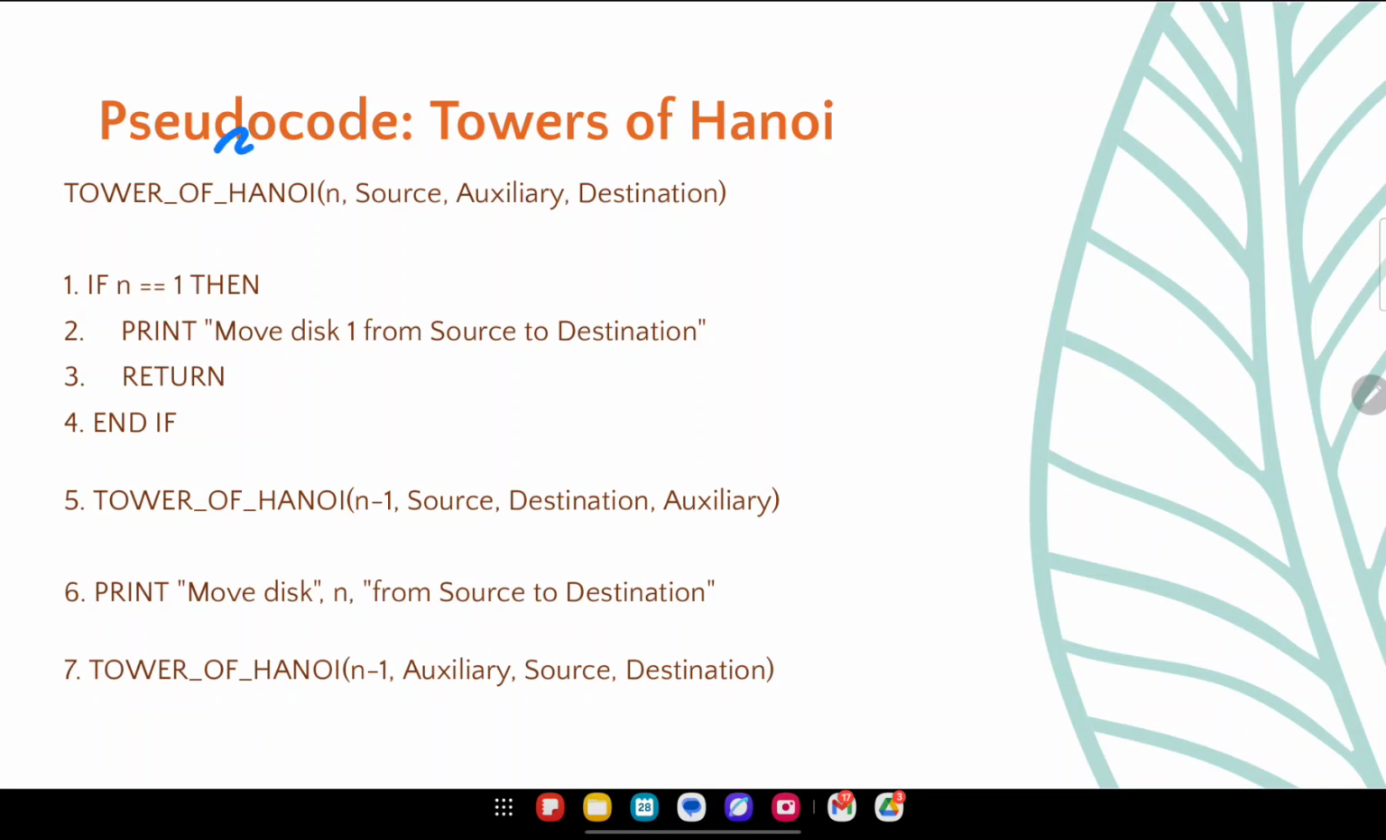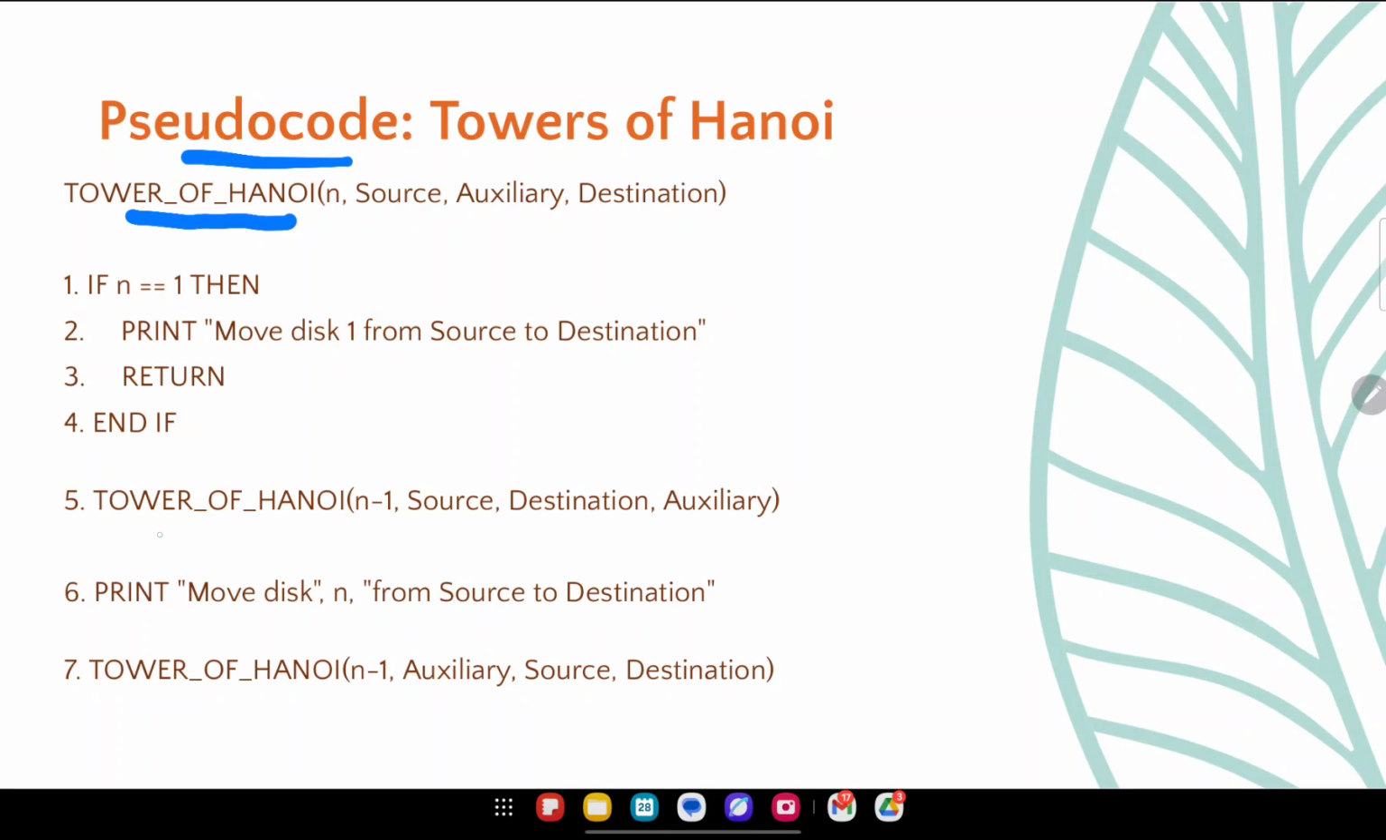Okay, now let us see the pseudocode of Towers of Hanoi. The function name is Towers of Hanoi. We have the inputs as n, the source node, auxiliary node and the destination node. If n is equal to 1, then we can directly move disk 1 from source to destination. Then we can stop the function.